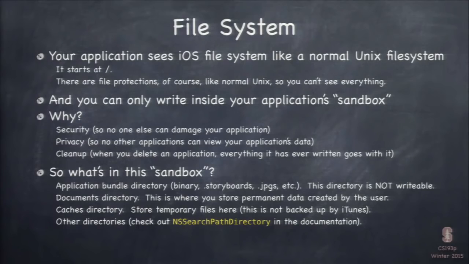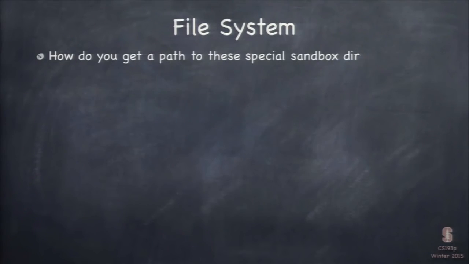There's also a caches directory. This is for data that you could throw away. It's some information you got from the internet that you could go back to the internet for, but it might be slow, so you keep a local copy, though you could throw it away. That directory, for example, wouldn't get backed up to iTunes if someone plugged their phone in, because they figure you can recreate it. And there's a bunch of others, about a dozen different directories. You find all these directories by looking in the documentation for the term NSSearchPathDirectory. I'll talk about that in a second as well.